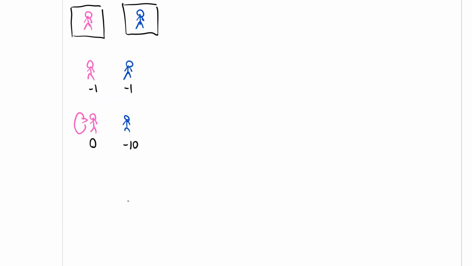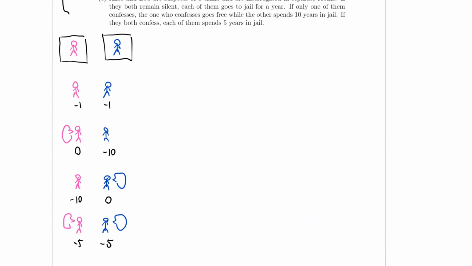And vice versa, if Bob decides to confess but Alice remains silent, then the one who confessed goes free, and the one who remains silent goes to jail for 10 years. On the other hand, if they both confess, then they each go to jail for 5 years. So for each player, there are two options: either remain silent or confess. Now let's write this out as a matrix.